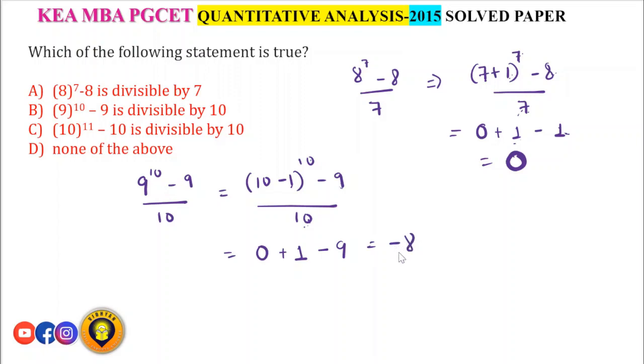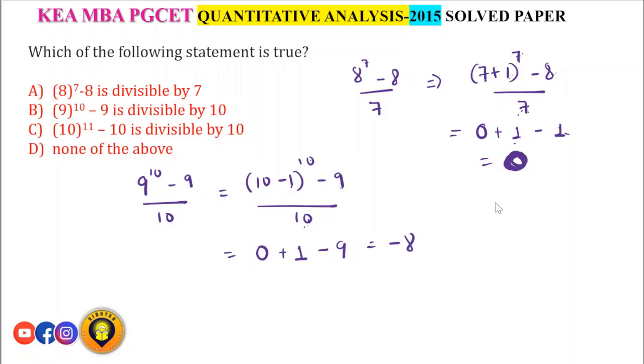If it is coming in negative, that means this number is not divisible. So 9 power 10 minus 9 is not divisible by 10. You should get remainder 0, only then will it be divisible.